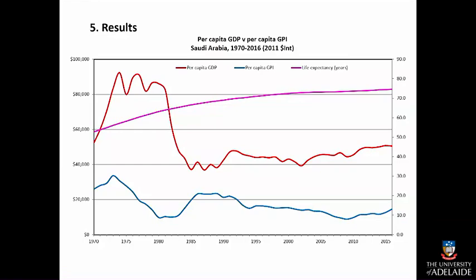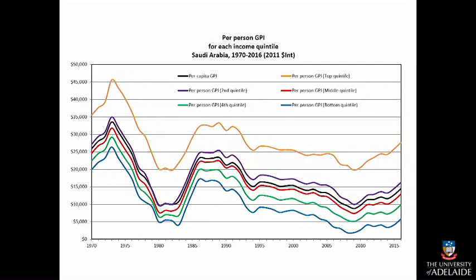Per capita GDP in Saudi Arabia in the 1970s was about the highest in the world, and that was because of the very high oil prices. There were the oil price spikes in 1973 and 1979. Of course, that settled down a bit. It's still reasonably high, but you can see that the per capita GPI is not nearly as high, and it's fluctuated quite considerably. In fact, if you look at the individual quintiles here, the bottom quintile is very little at all.